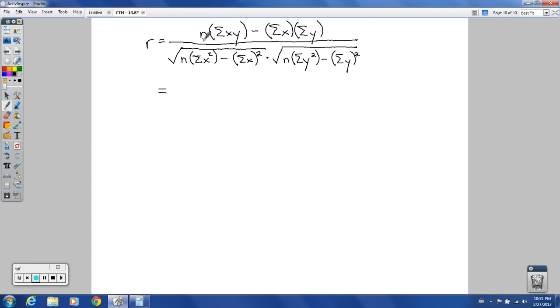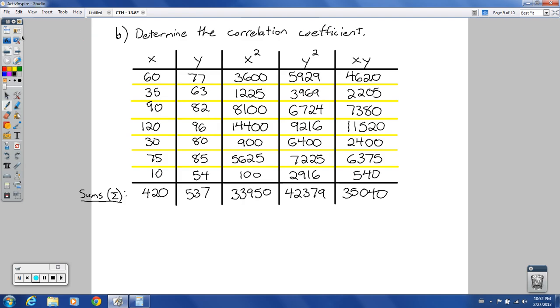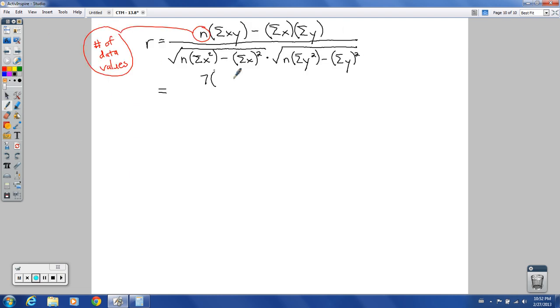So let's plug things in here. What does n represent? We haven't talked about that yet, but let's write that off to the side here. N is just the number of data values. Like it's been in the past, it's still that same thing. So the number of data values, I had 7 data values. So this is going to be a 7 in the equation. So 7 times the sum of the xy values is right here. This was that column. Here's the sum of the xy values, 35,040.